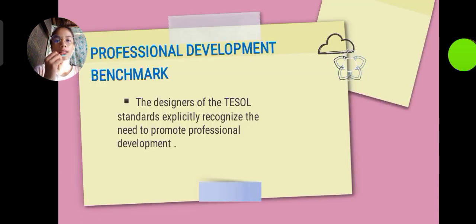The last one is the professional development benchmark. The designers of the TESOL standards explicitly recognize the need to promote professional development. As such, they intend the framework to be used incrementally as a way to encourage educators, teachers, and students to work with technologies in classrooms, online, or in a blend of the two environments in a way that is interrelated to support both sides of the learning equation.